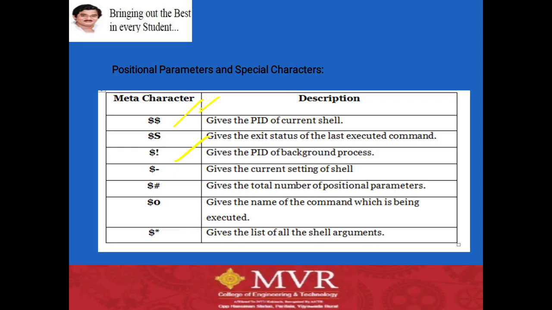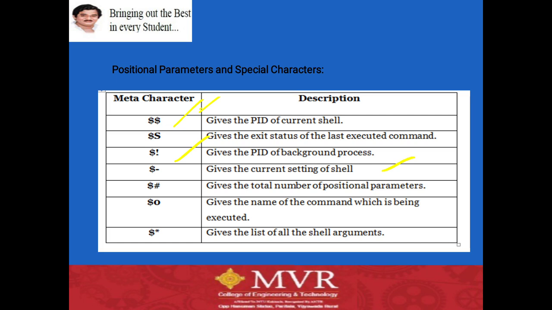Okay, then dollar hyphen gives the current setting of the shell. What the shell settings are and everything, we will discuss in the next slides. Then the dollar hash symbol gives the total number of positional parameters. As I said, positional parameters are nothing but the arguments passed to a command. Whenever a command is given some input or arguments, if you want to check how many arguments there are, you can use dollar hash. It will always give the number of positional parameters applied to a command.